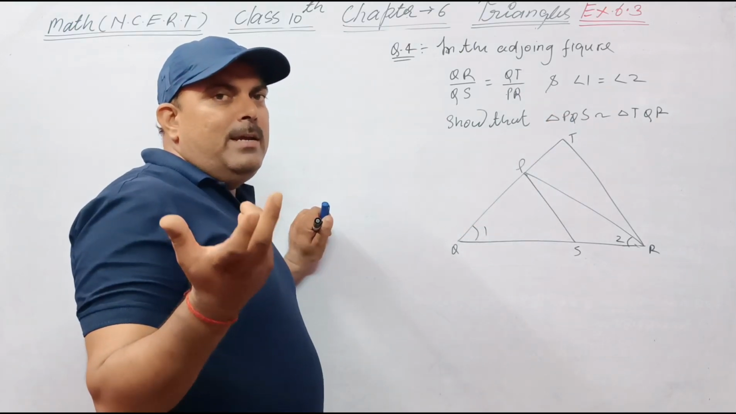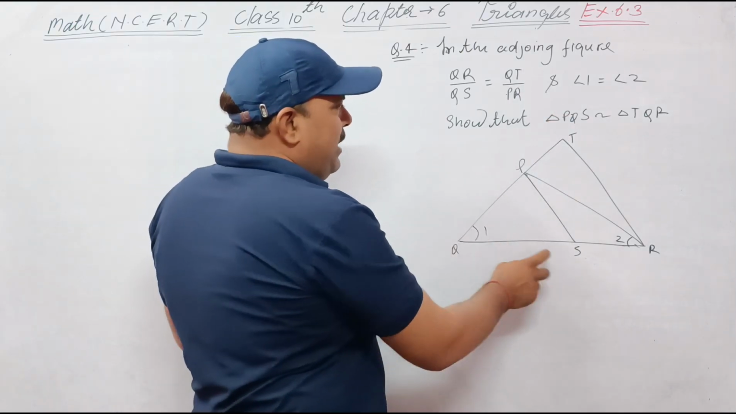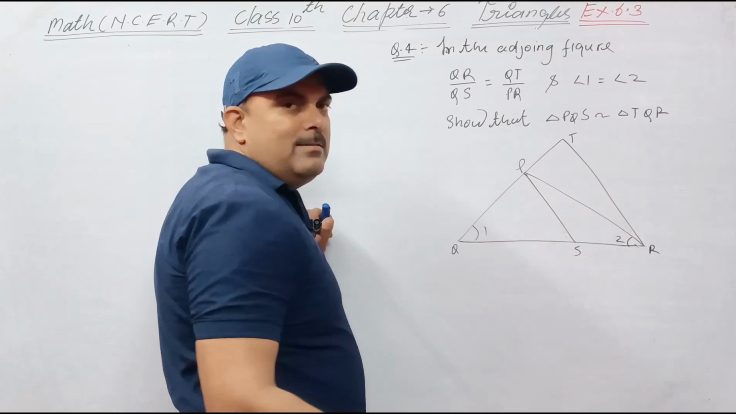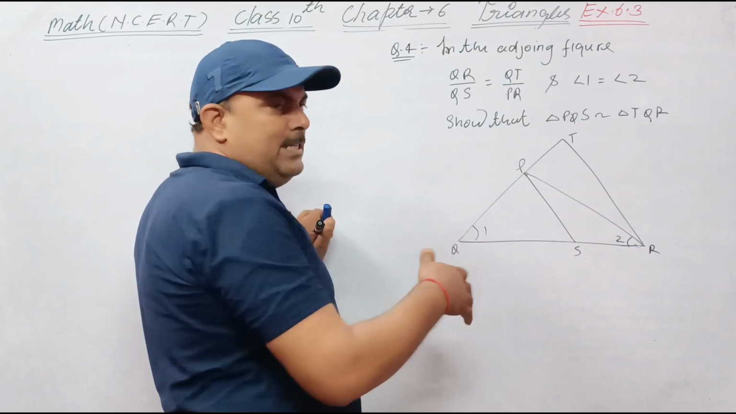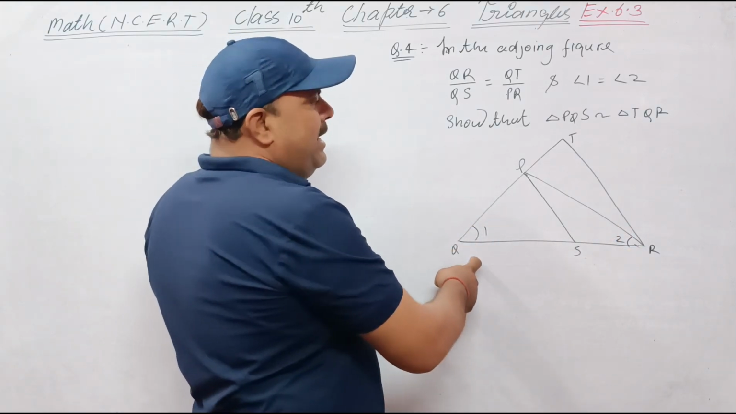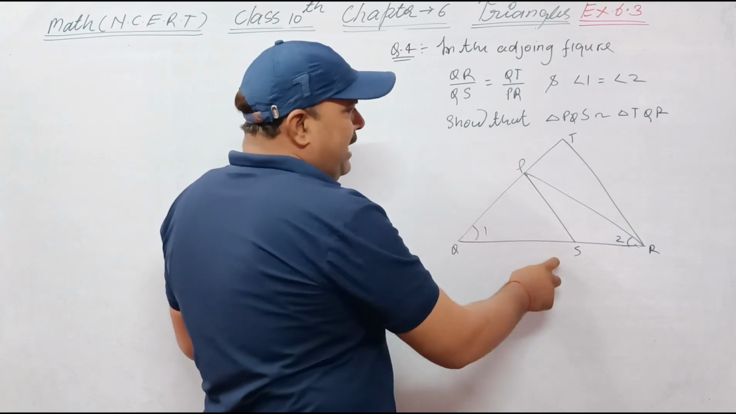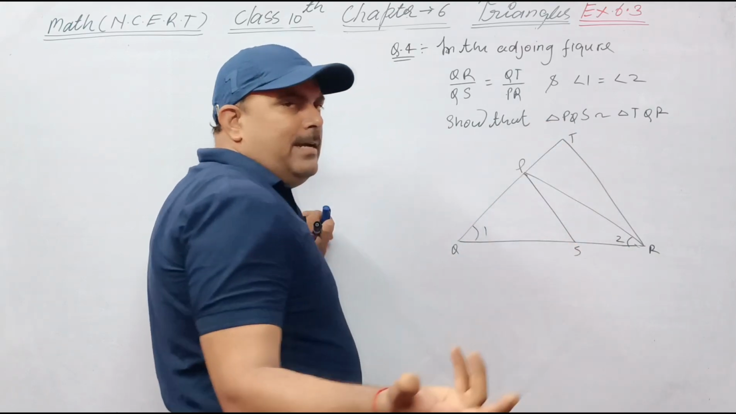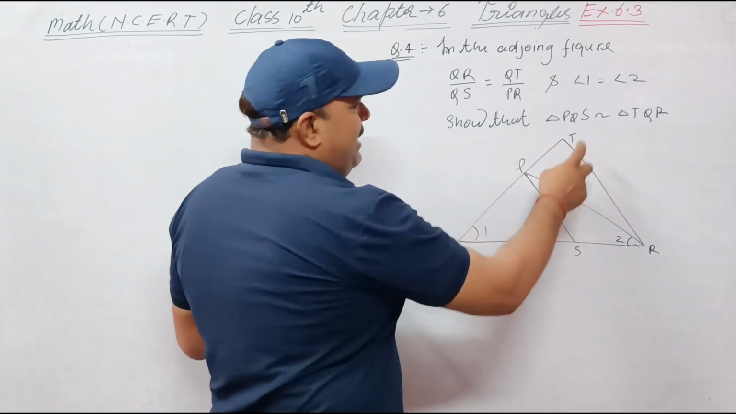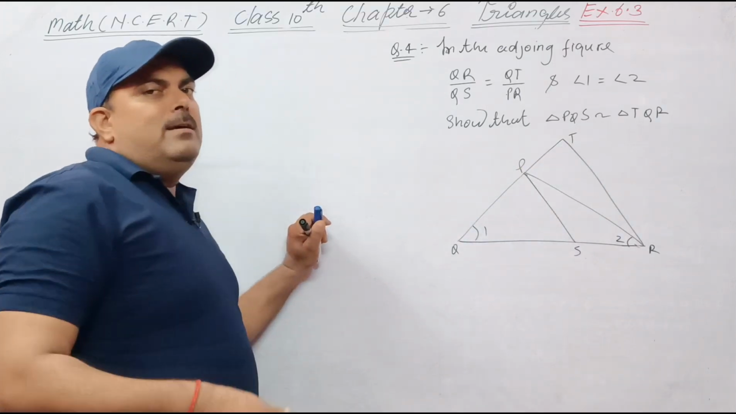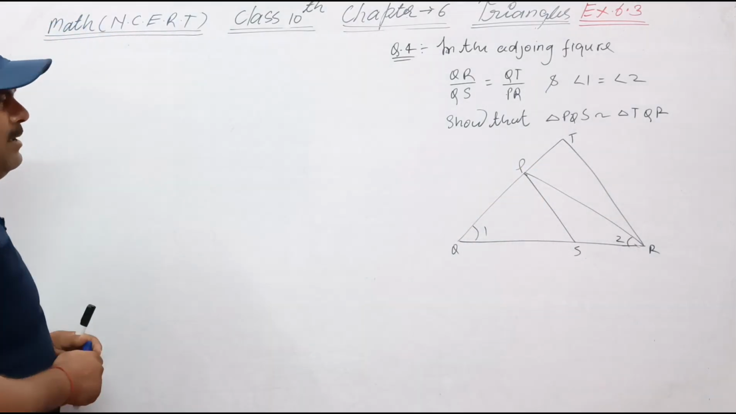Sides will be in ratio in triangle PQS and triangle TQR, and angle Q is a common angle in both the triangles PQS and TQR. Hence triangle PQS is similar to triangle TQR. Let's write it.